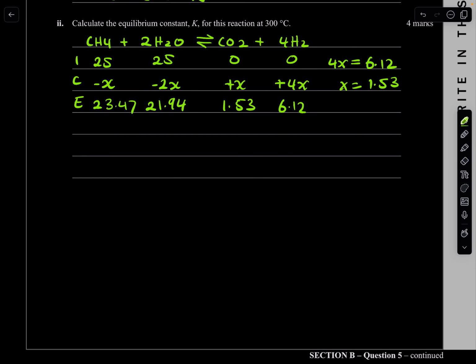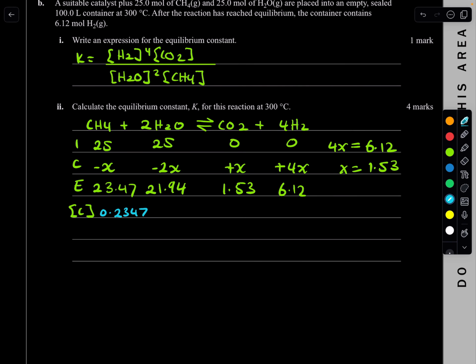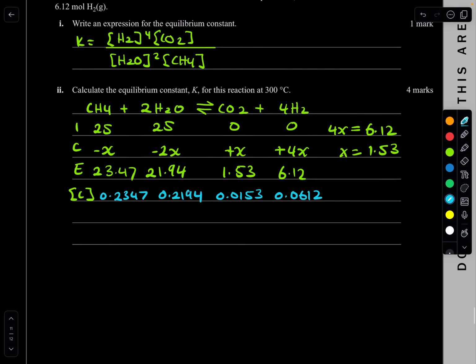But remember, we want them in concentration. To do that is very easy. Concentration is the moles we've just got over the volume. The volume is constant at 100. So we divide by 100. For CH4, 23.47 divided by 100 gives 0.2347. The next one, 21.94 over 100, gives 0.2194. Next one, 1.53 divided by 100, gives 0.0153. Last one, 6.12 divided by 100, gives 0.0612. Done.